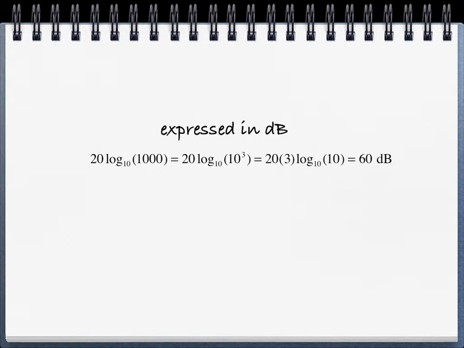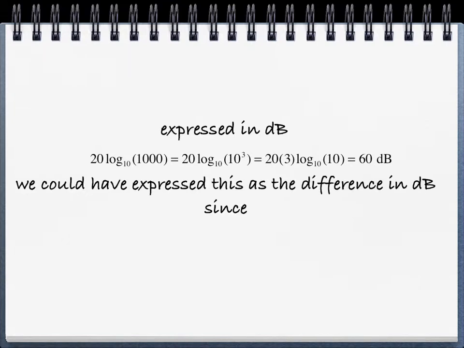20 log base 10 of the quantity is the way we define decibels. So 20 log base 10 of the dynamic range of 1,000 would be 20 log base 10 of 10 to the third. That exponent 3 comes out in front. So we'd have 20 times 3 times log base 10 of 10. But log base 10 of 10 is 1. So we'd have 20 times 3, or 60 dB.